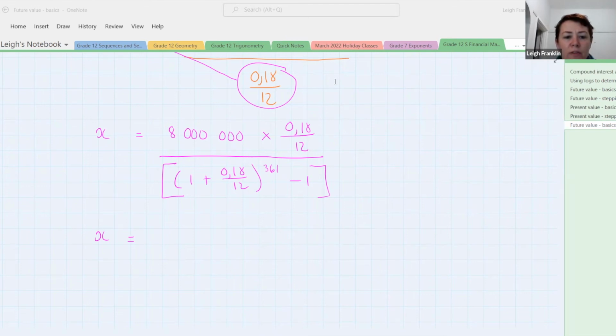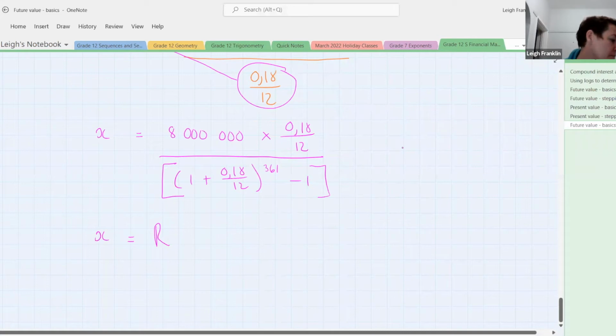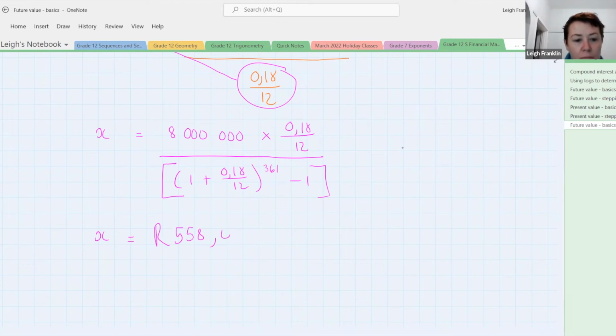Are you getting 558 Rand and 41 cents? That is correct. Indeed, well done. Okay, good job. All right, so now everybody sits, you see we've all put the correct answer down there.